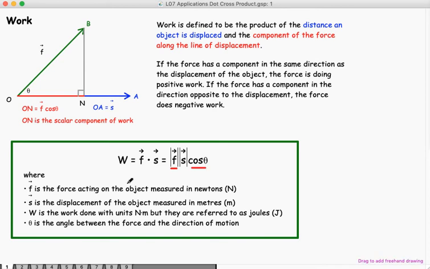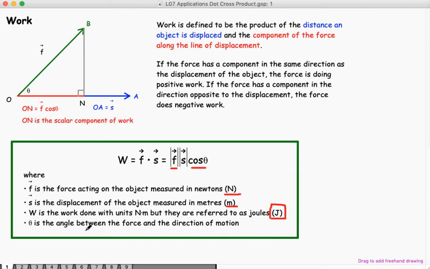Again, as I mentioned, force is the force acting on the object. We're going to measure that in newtons. S is the displacement of the object. It must be measured in meters, of course, because newtons is kilogram meters per second squared. Work is done with the units really Newton times meter or Newton meters, but work is referred to as joules. So we're going to call them joules.